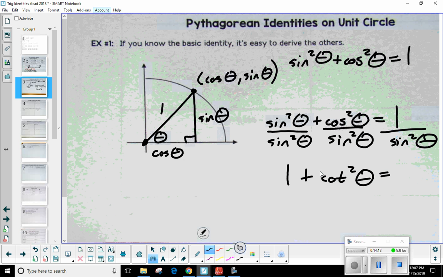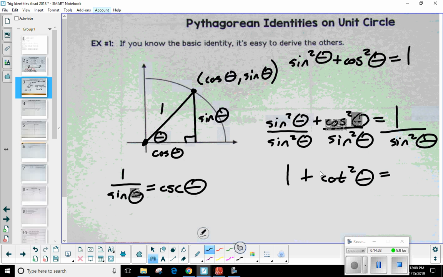Okay. Now, we also know from one of my previous rules that 1 over sine of theta is equal to cosecant of theta, right? That's what we call a reciprocal identity. So if that's true, then what is 1 over sine squared?